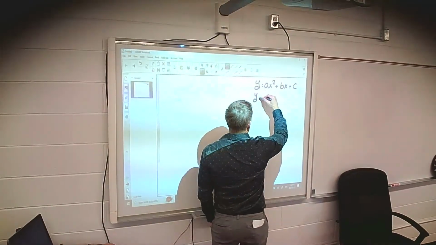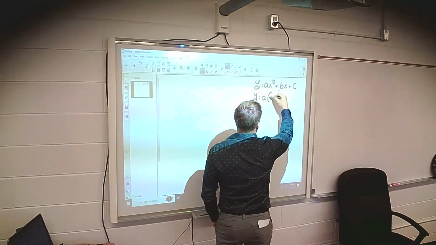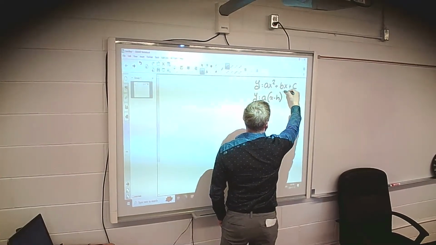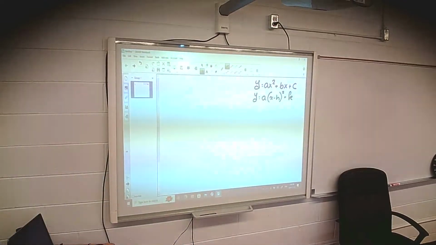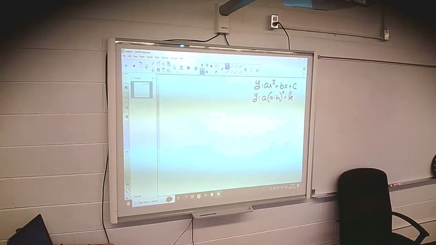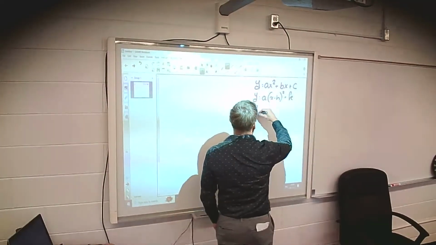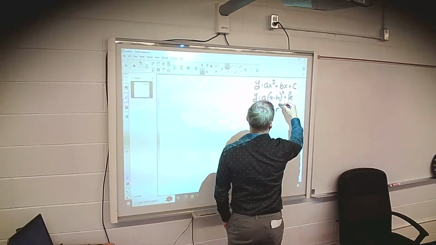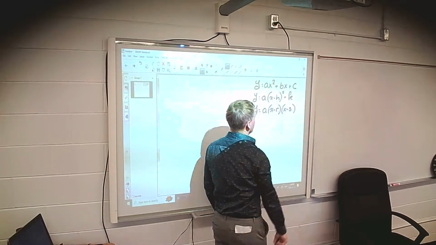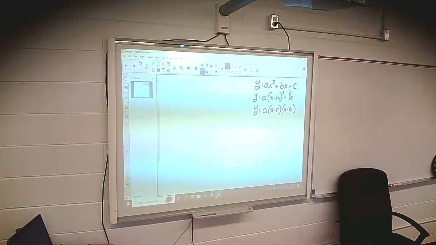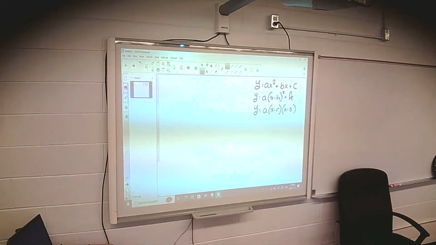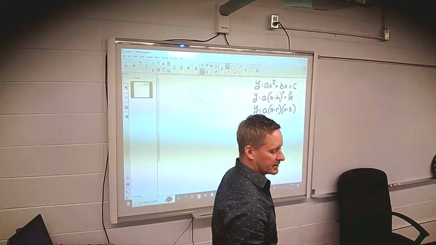A second way in which we are going to write this equation is a(x minus h) squared plus k. They might use p and q, but I don't know. In this equation, this is called the vertex equation because h and k will represent your vertex. And the third equation that we work with is the root equation, which is (x minus r)(x minus s), in which r and s will be your x-intercepts, which we'll call roots, which we'll call zeros. They're all going to mean the same thing.